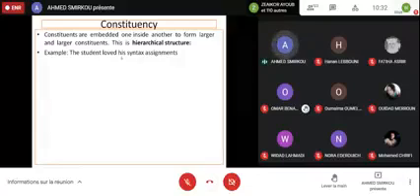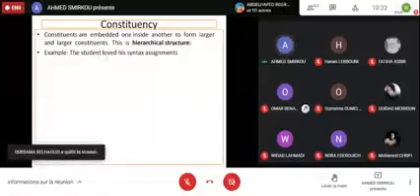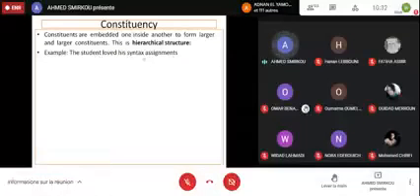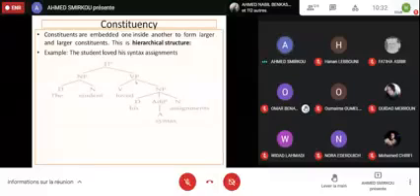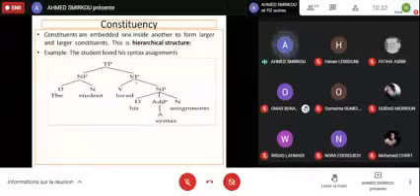Within its largest constituent, we have smaller constituents. We have the noun phrase, then we have the verb phrase. Within the verb phrase, we have the noun phrase, his syntax assignments. Within the noun phrase, we have the adjective phrase, syntax. Okay? So look at this example.